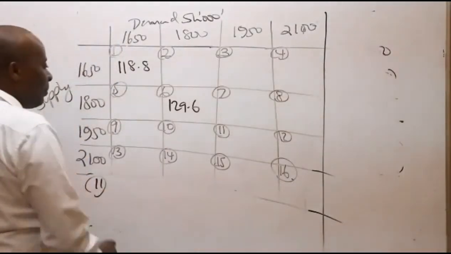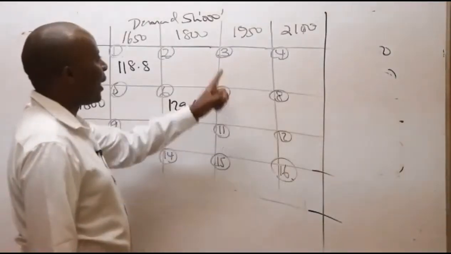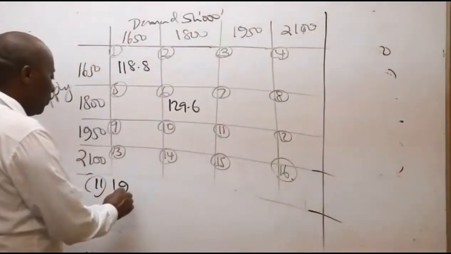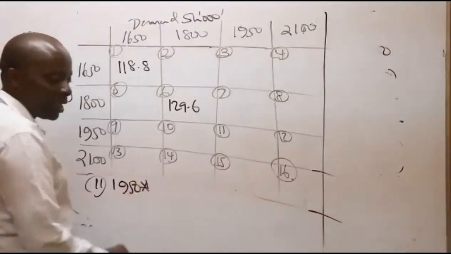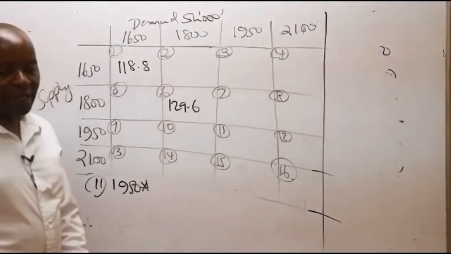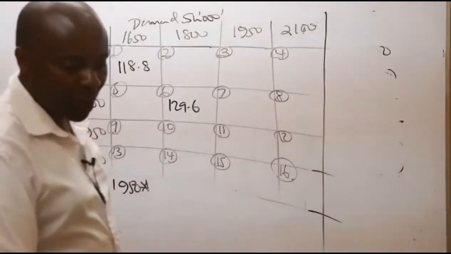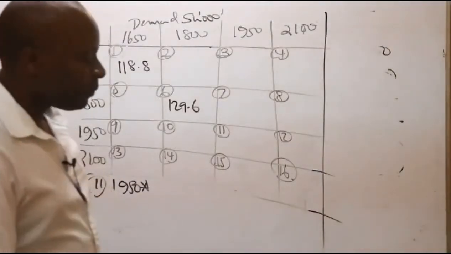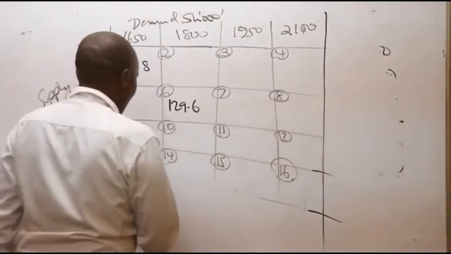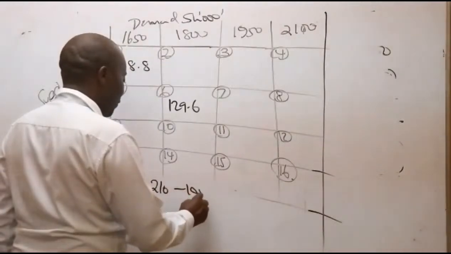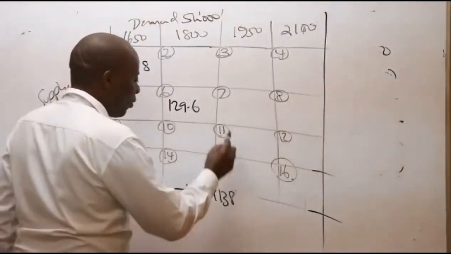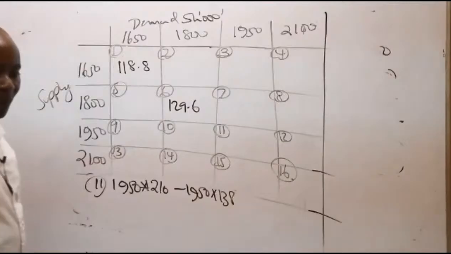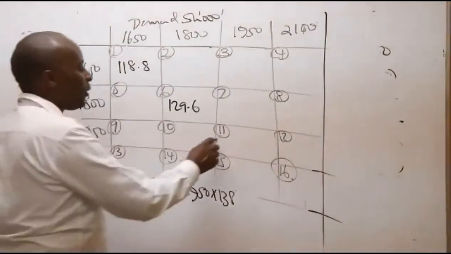Number 11 is a perfect match between 1950 and 1950. So I'll take 1950 here times, I've forgotten my price, was it 210? My price per bracelet was 210 minus 1950 times 138. I hope you are seeing where the 138 is coming from. So somebody is giving me 140.4.